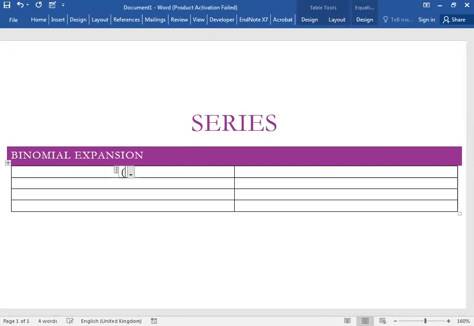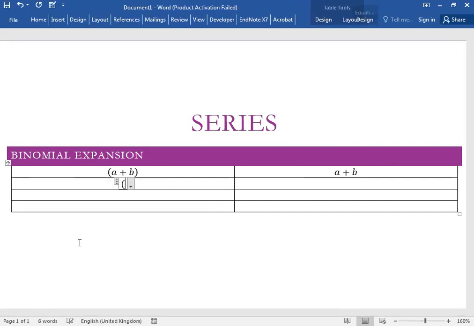If I give you a plus b and it has a power 1, that means you're not supposed to expand it. It is already in expanded form. And I can write it as a plus b, just a plus b.